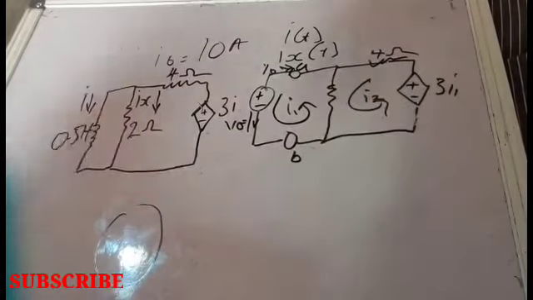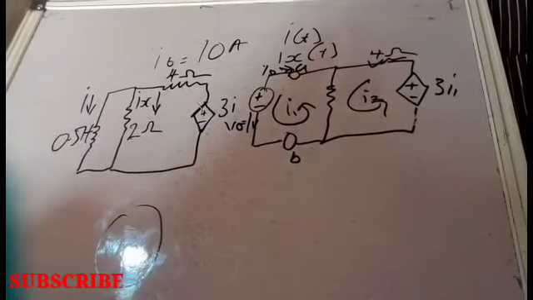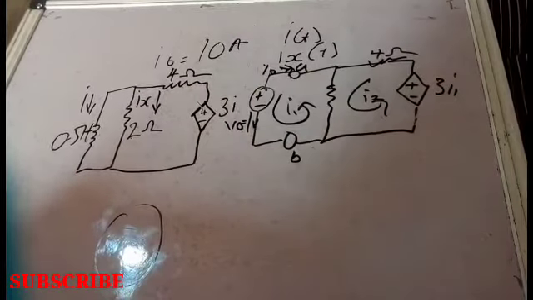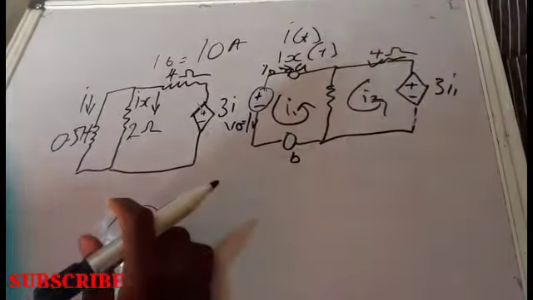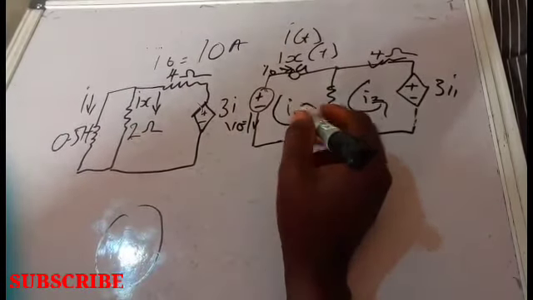Now this current here is what we call mesh current. It is not the same as the current that's flowing in. Those are the currents we use to identify what is happening in this circuit. So now let us solve.